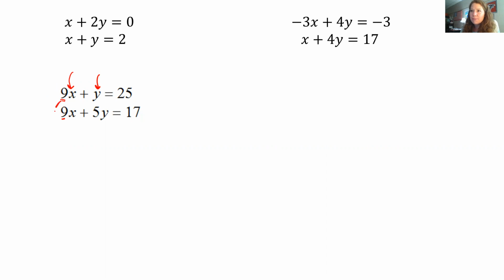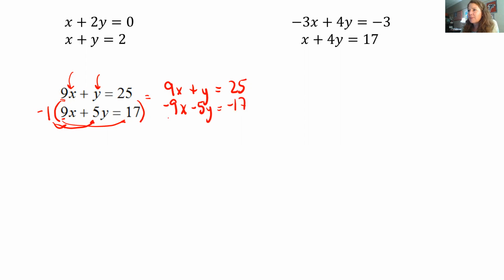So I'm just going to make that. And I'm using the bottom equation on all of these so far, but you don't have to. You could use either equation. But I'm going to multiply the whole second equation by -1, distributing that -1 to everything. So I get -9x minus 5y equals -17.